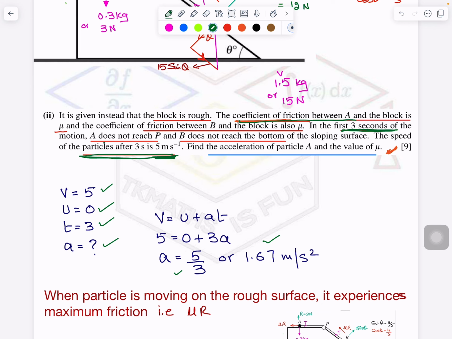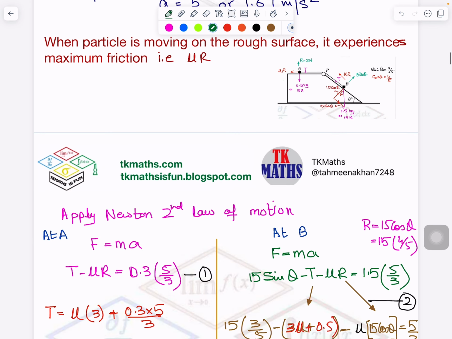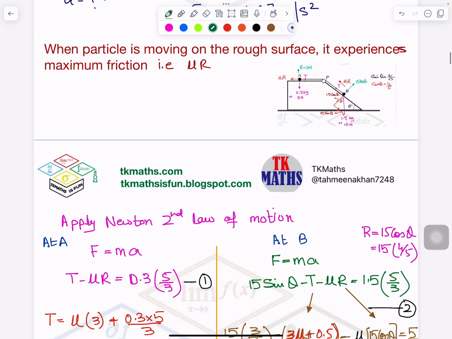Now, when the particle is moving on the rough surface, of course when it starts moving, it will experience the maximum friction, which is mu R. So now we will apply Newton's second law of motion. What are we trying to find now? The coefficient of friction, mu. Acceleration we have found. If you see in this part 1, this is Newton's second law of motion. I'm applying it on A and B separately. That's why I've drawn the line.